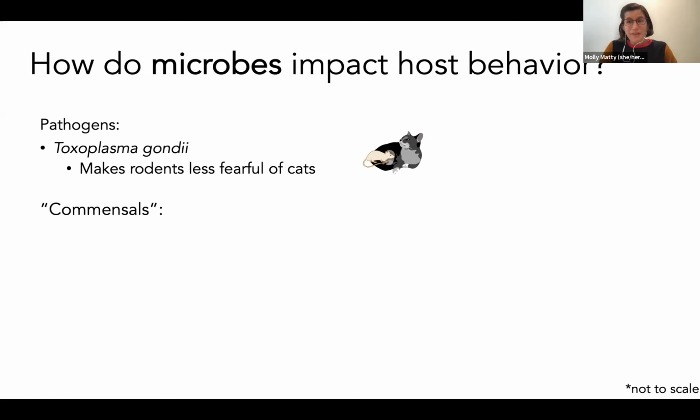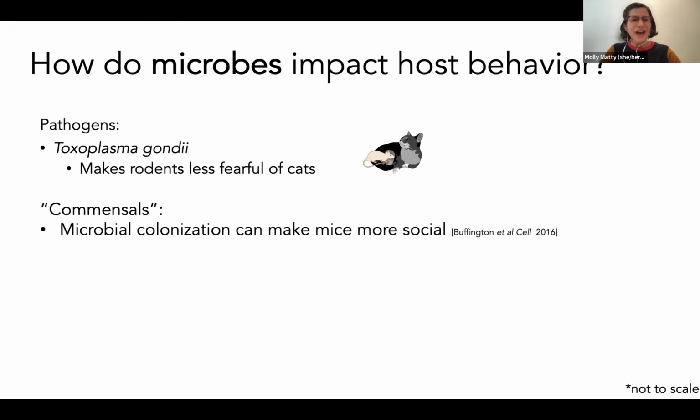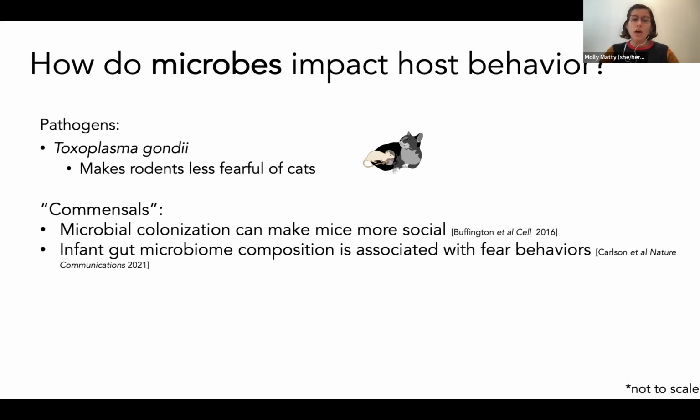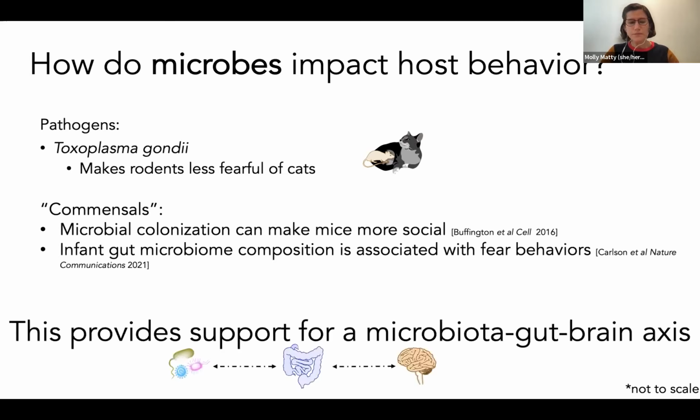Not just pathogens can change your brain chemistry, even commensals or non-pathogenic microbes that exist in and on us, as Dr. Singh shared, there's a lot of them. They've been associated with making mice more social, and other signatures of microbiome composition in human infants are associated with fear behaviors. And these two examples, as well as hundreds of other bodies of literature, support a microbiota gut-brain axis.